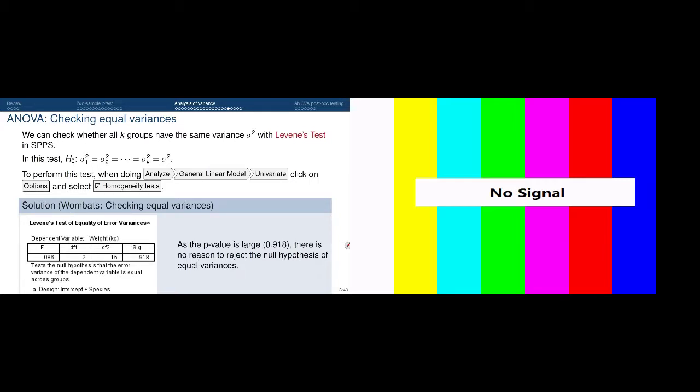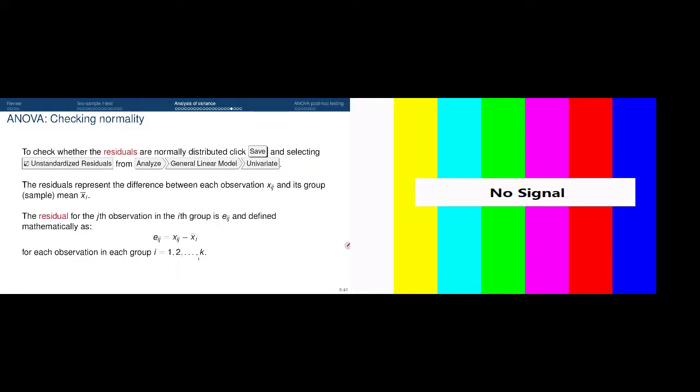All right, so the p-value is large, we've got no reason to reject that assumption. Now, in order to check for normality, we need to have a look at the residuals. In all different sorts of models there are different definitions of residuals, but for the ANOVA model, the residuals are just the particular data point we have, let's say that's from group A, minus the mean of group A. So it's just the difference between what we would predict for that value and what we actually observed for that value.